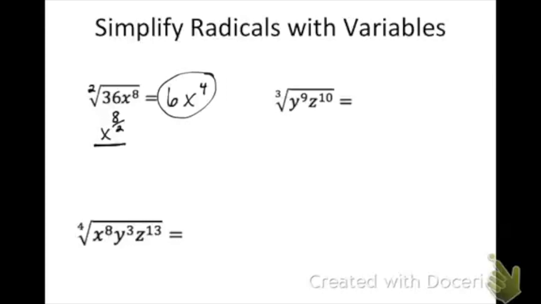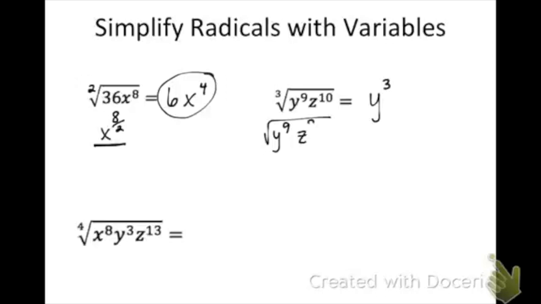Okay, on this next one, the cube root of y to the 9th, z to the 10th. So for y to the 9th, the cube root of that, we're just going to take 9 divided by 3. So it's going to be y to the 3rd. But z to the 10th, we can't do 10 divided by 3. So what we're going to do is rewrite this. We're going to rewrite it as the next number less than 10 that's divisible by 3. So 10 isn't divisible by 3, but 9 is.